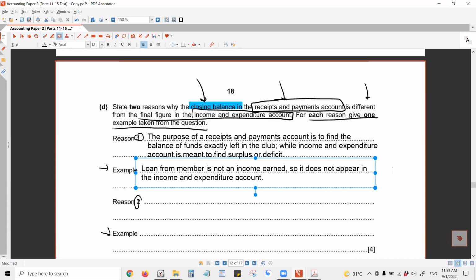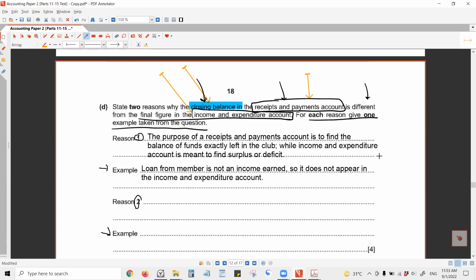Okay, so this can be the example. It's not an income earned, so it doesn't appear in the income and expenditure account. But when you borrow money, you literally receive it, right? You literally receive that money, so it's in the receipts and payments account. Okay, which explains why the closing balance of the receipts and payments account and the income and expenditure account is different.